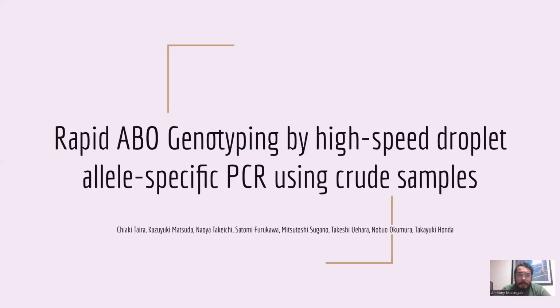Today we will be talking about the efficacy of using rapid ABO blood group genotyping using high-speed droplet allele-specific PCR, and more specifically, how the technology responds to using crude blood samples for a clinical setting.